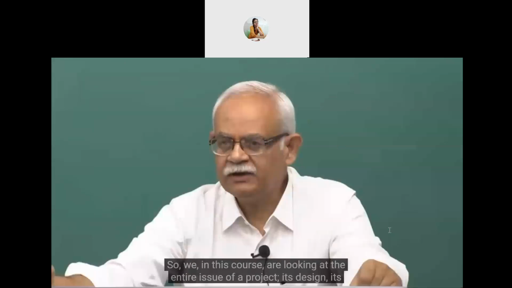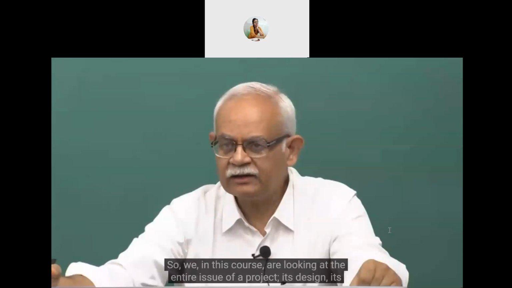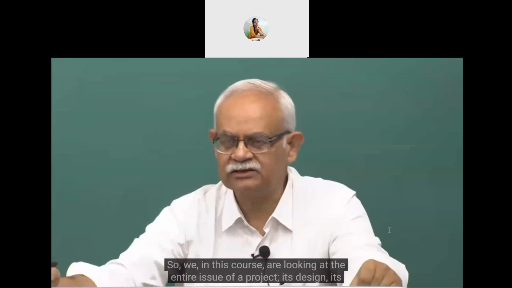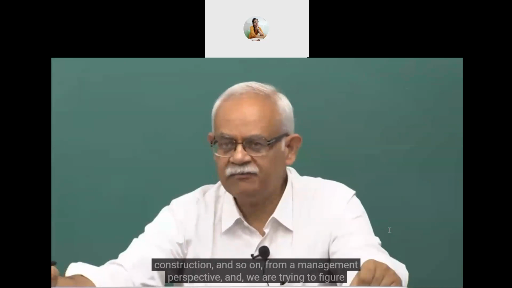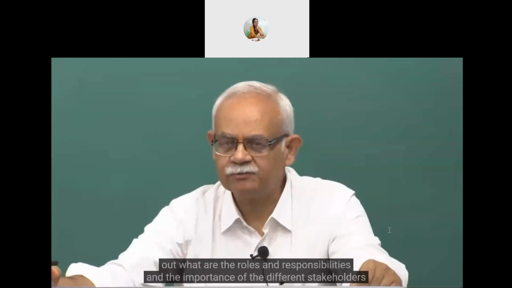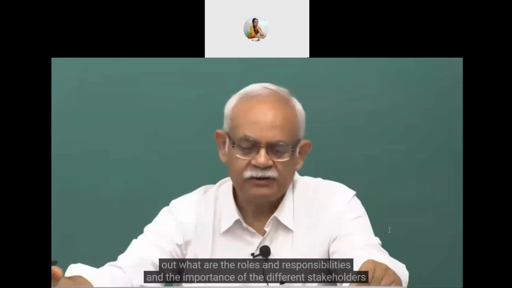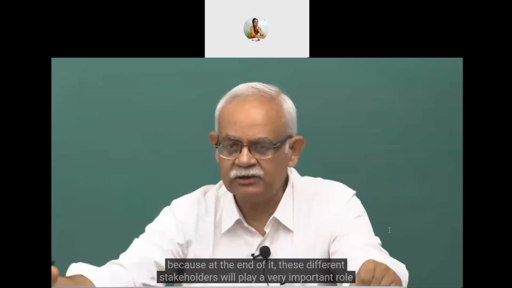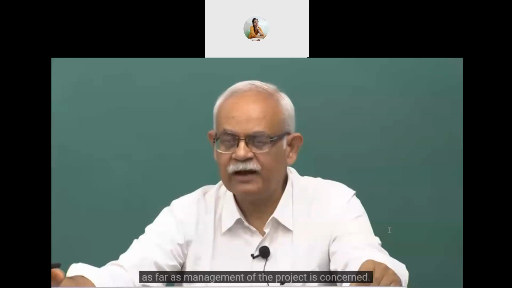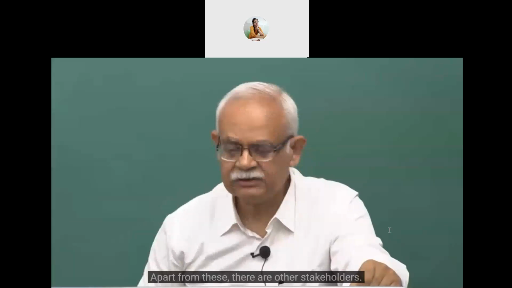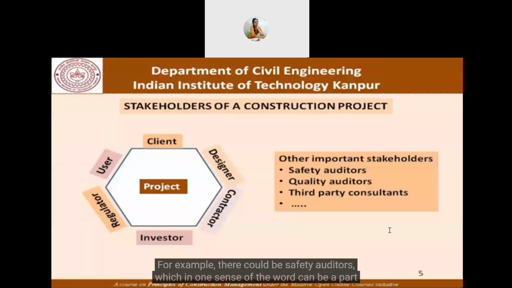So we, in this course, are looking at the entire issue of a project, its design, its construction, and so on, from a management perspective. And we are trying to figure out what are the roles and responsibilities, the importance of the different stakeholders. Because at the end of it, these different stakeholders will play a very important role as far as management of the project is concerned. Apart from these, there are other stakeholders. For example, there could be safety auditors, which in one sense of the word can be a part of the regulatory agency. There could be quality auditors, which again is not necessarily a part of the regulatory mechanism, but they could be outside agencies which are involved in the safety and quality audits of projects.